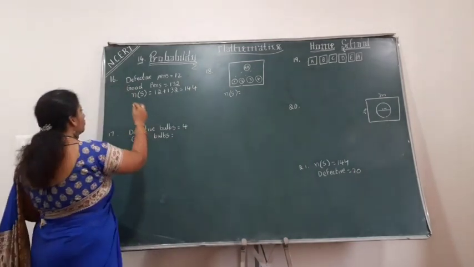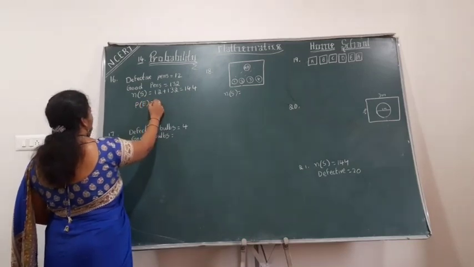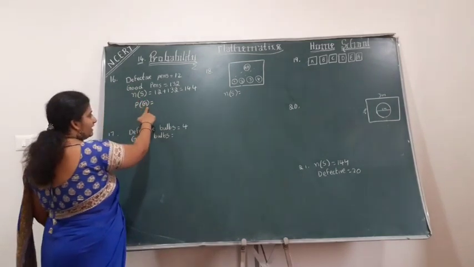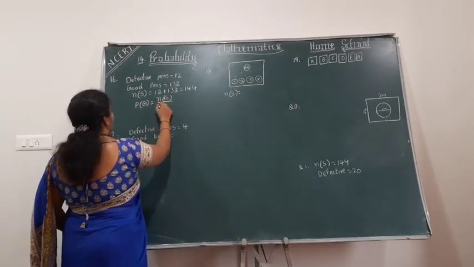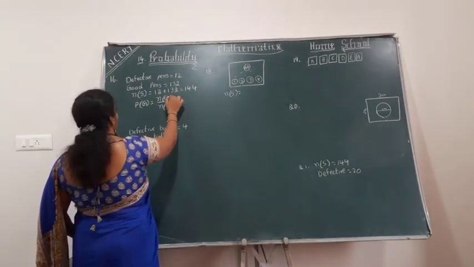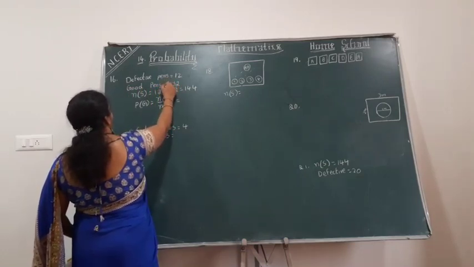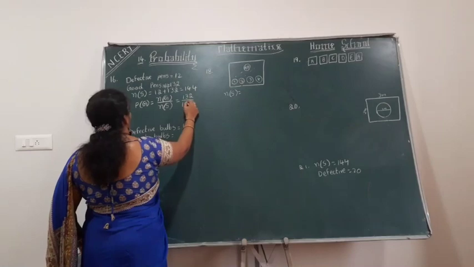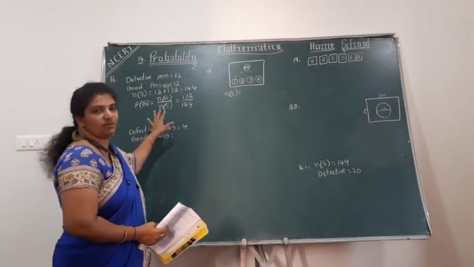Our probability event question is, what is the probability of getting a good pen? Good pens, you can consider P of G. Probability of getting a good pen is equal to n of good pens by total number of possible outcomes. We can assume n of G here, that is 132 by 144. See how simple it is, very easy. If we understand the problem, it is very easy.